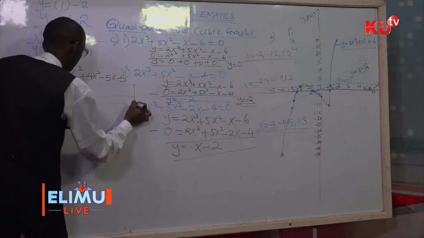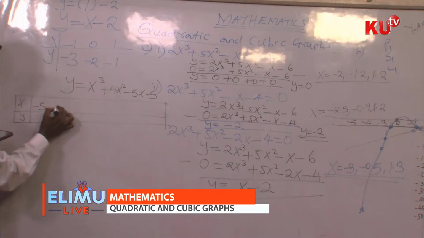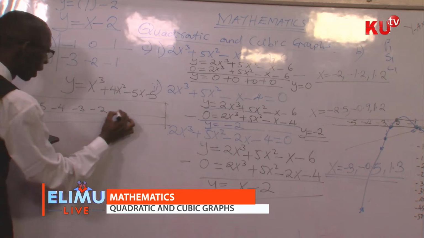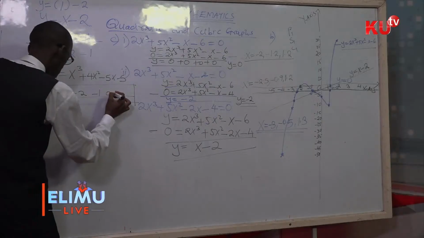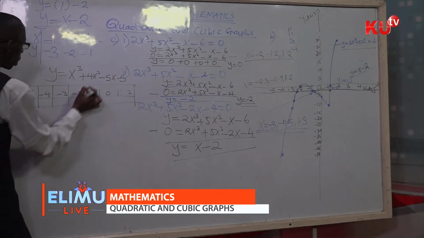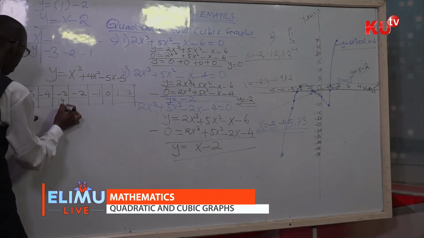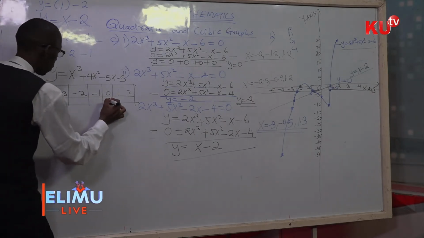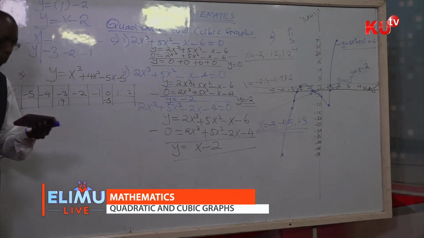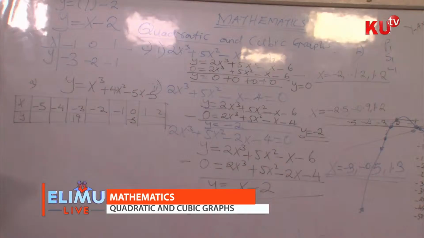We have the values of x and we have the values of y. And the x values range from -5, -4, -3, -2, -1, 0, 1, 2. Some of the values are filled in, like we have 19 there, and we have -5 there. That is question number A. Complete the table for this graph.